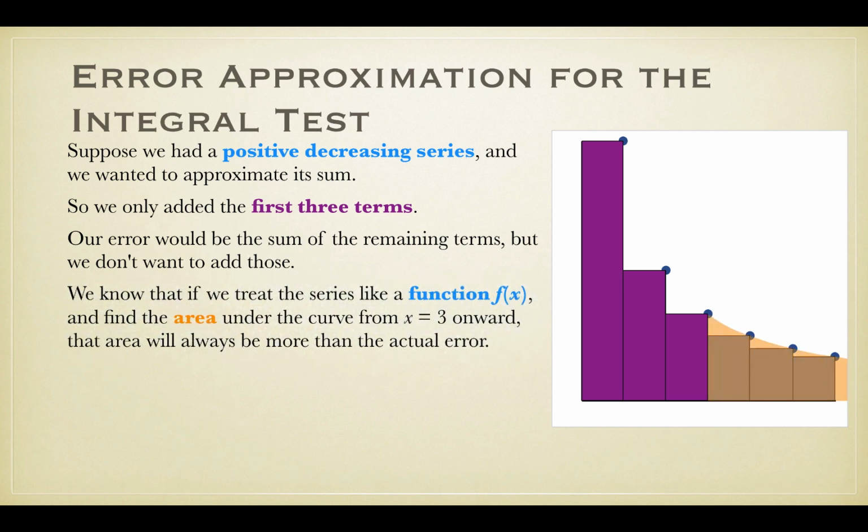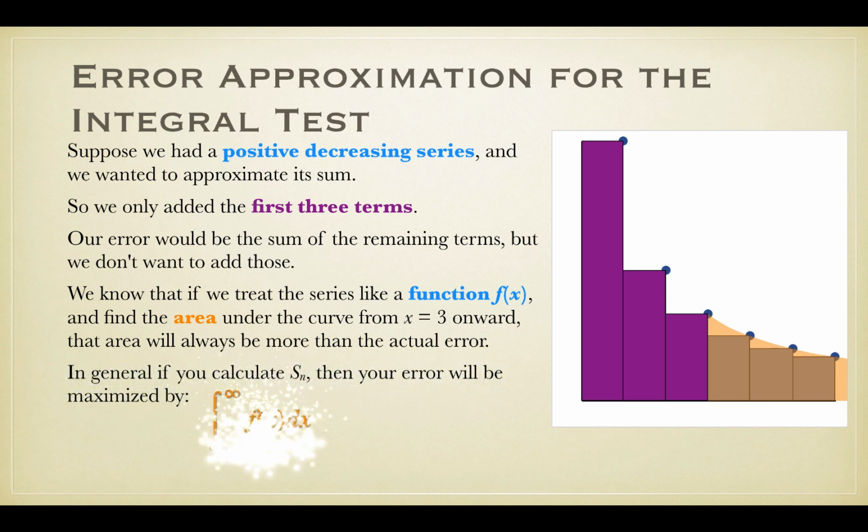So what I do is look at the area starting at x equals 3 and moving on down. And since I know that that is going to be a finite number, I can say that the sum of the rectangles will also be a finite number. I also know that the orange area is going to be bigger than the sum of the remaining rectangles.